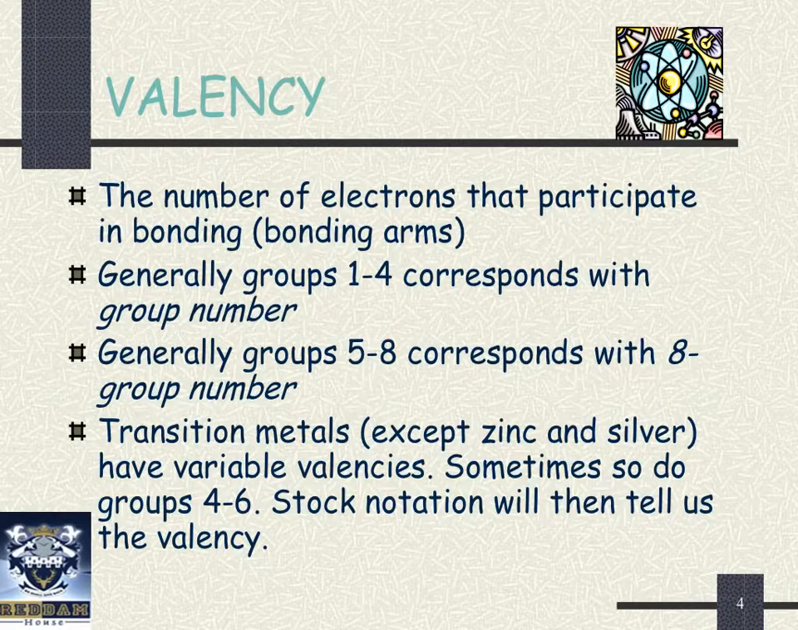The number of electrons that participate in bonding tells you what is called the valency of the atom. And that is like your bonding arm. So generally, group 1 has 1, group 2 has 2, group 3 has 3, group 4 has 4. And then from 5, it's 8 minus 5, 3, 8 minus 6, 2, 8 minus 7, 1, and 8 minus 8 is 0. The transition elements, except for zinc and silver, have got variable valencies, and we need to use stock notation to tell us about them. Sometimes group 4 to 6 will vary their valencies, and we use stock notation to override the default.